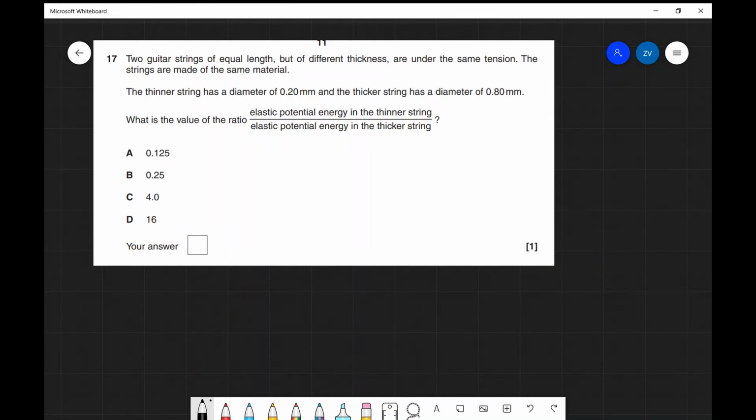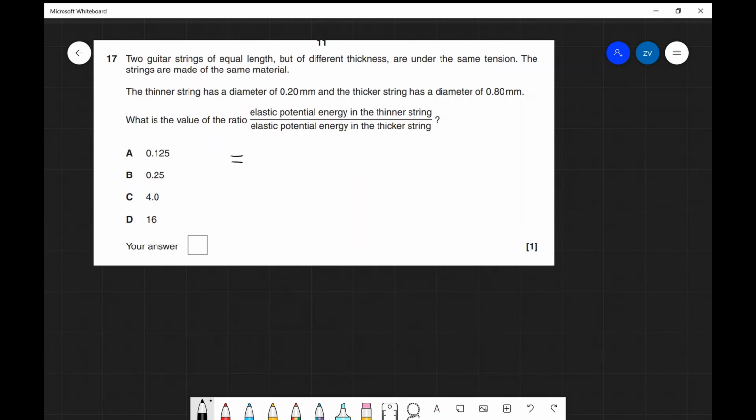Right guys, question number 17. Two guitars of equal length with different thickness are under the same tension and the strings are made of the same material. One of them has a diameter of 0.2 and another one has a diameter of 0.8. What is the value of the ratio elastic potential energy of the thinner over the elastic potential energy of the thicker string? Okay, well, the first thing to do when we encounter a ratio is just to write it out completely.